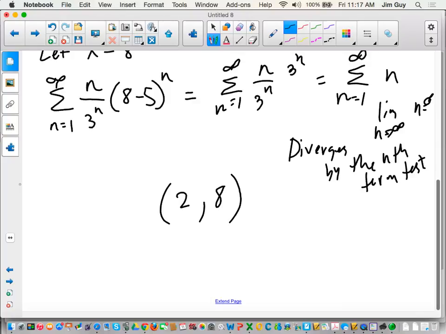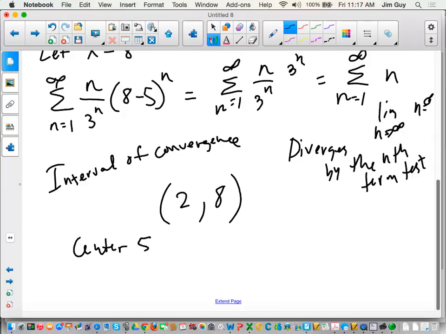What is the center? One more time. The center is 5. The radius is 3. That doesn't change by the endpoints. That's still the same. So, there's a lot of work, obviously. That makes sense? Hopefully, you will in practice.